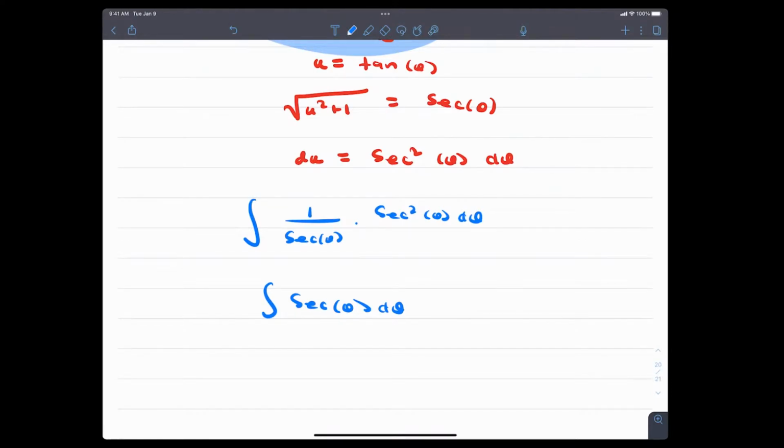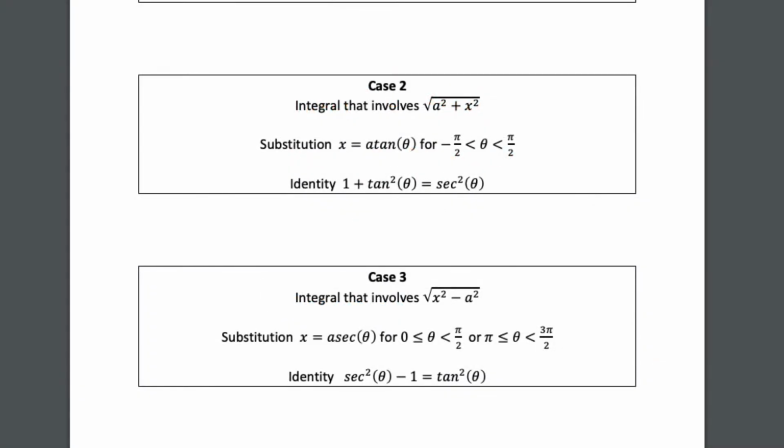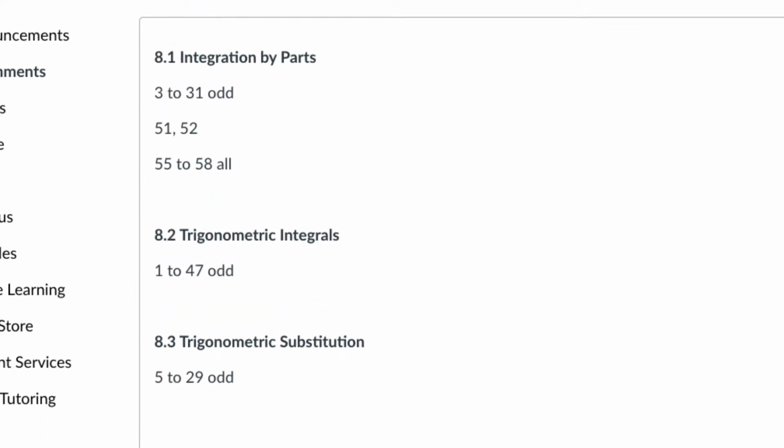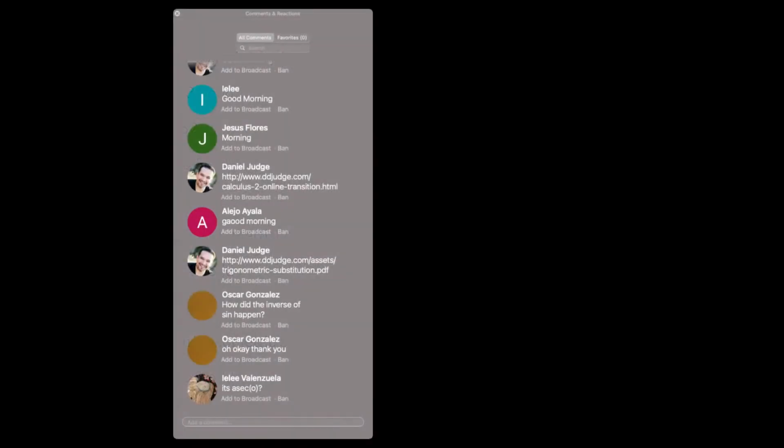And what you're going to do here is this. I put your homework online to try some of these out, 5 to 29 odd. We'll do a few more next time, some quadratics. And put your name in the comments section, and we'll see you guys later, okay? A few more quadratic integrals.